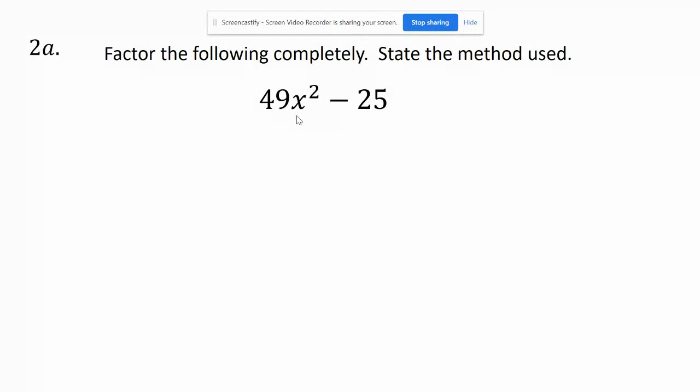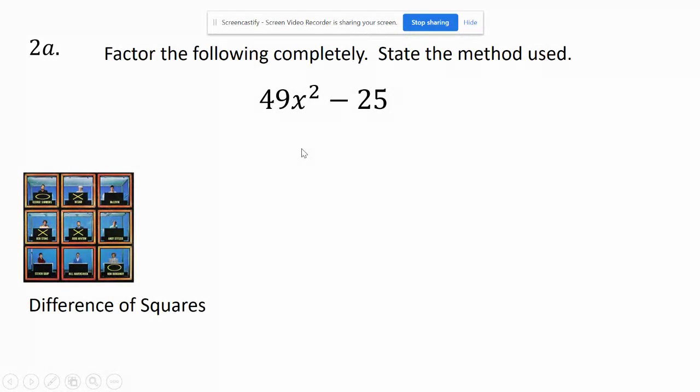There is not. And then I'll look, if there are two terms, especially if one is an x squared, to see if what I call square rootable. In other words, I'm going to look for the difference of squares method, because 49 does have a square root, which is 7. 25 does have a square root, which is 5. I'm going to add an x to make this 49x squared.